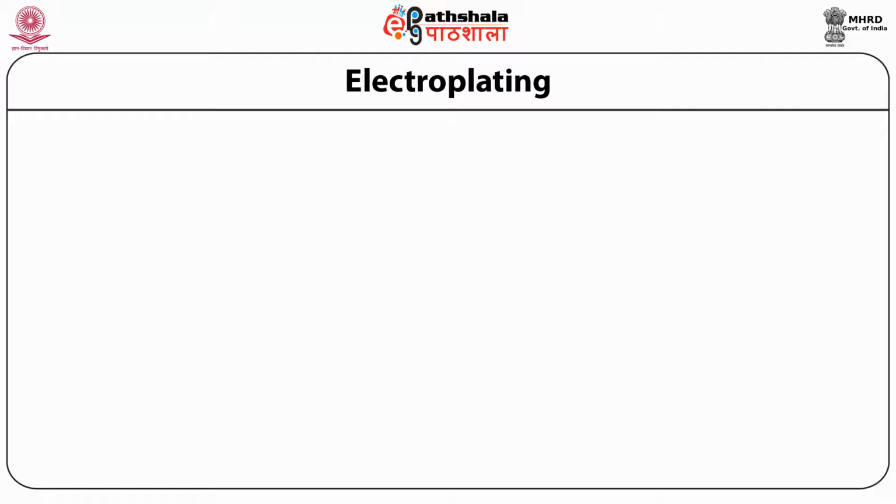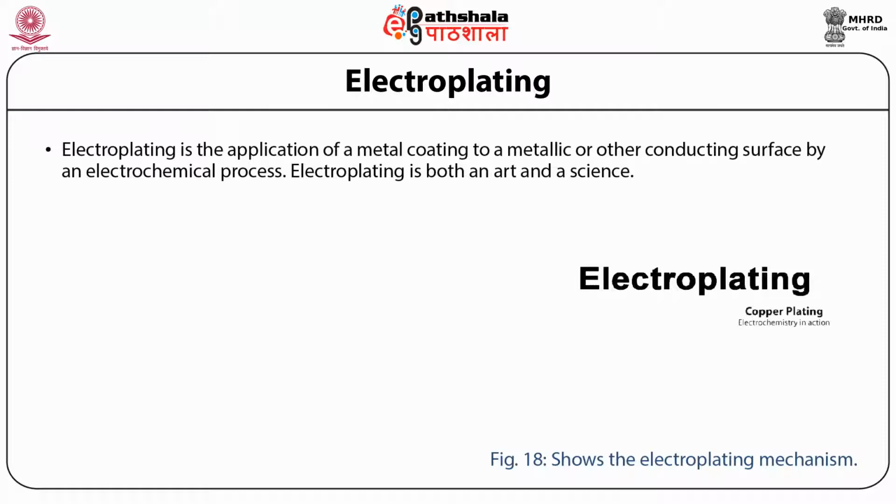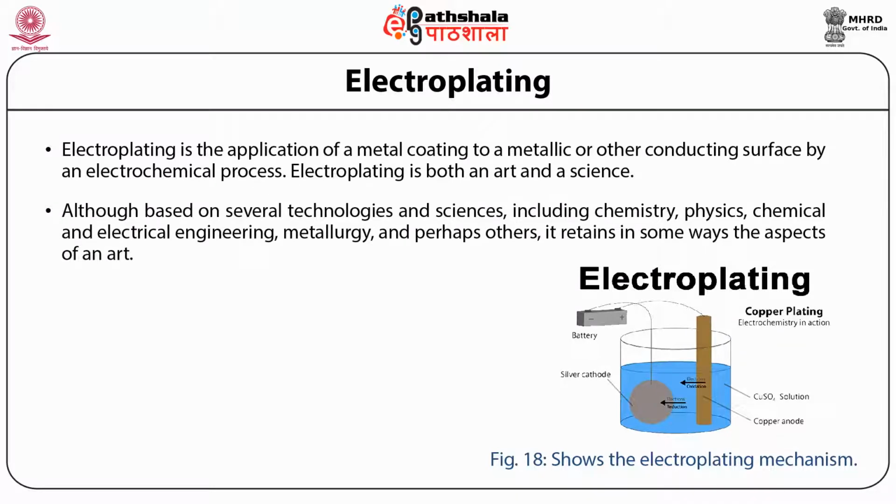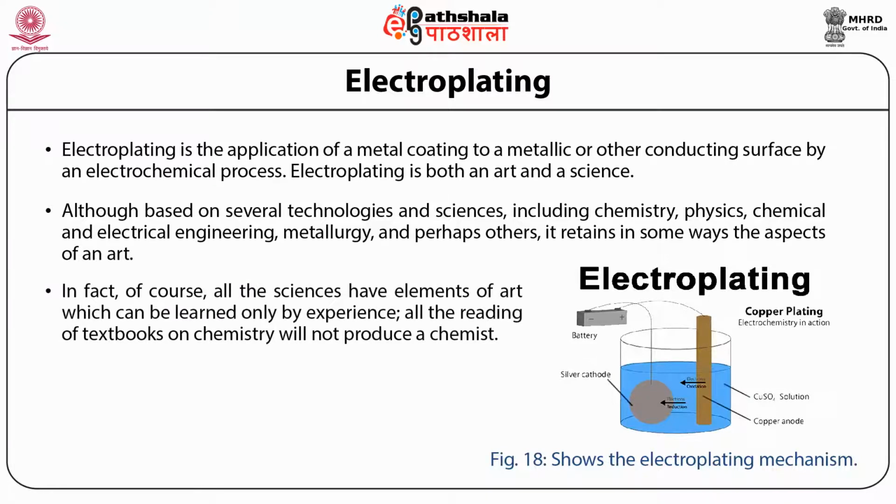The next technique is electroplating. Electroplating is the application of a metal coating to a metallic or other conducting surface by an electrochemical process. Electroplating is both an art and a science. Although based on several technologies and sciences, including chemistry, physics, electricity, and metallurgy, it retains in some ways the aspects of an art. In fact, of course, all the sciences have elements of art which can be learnt only by experience.